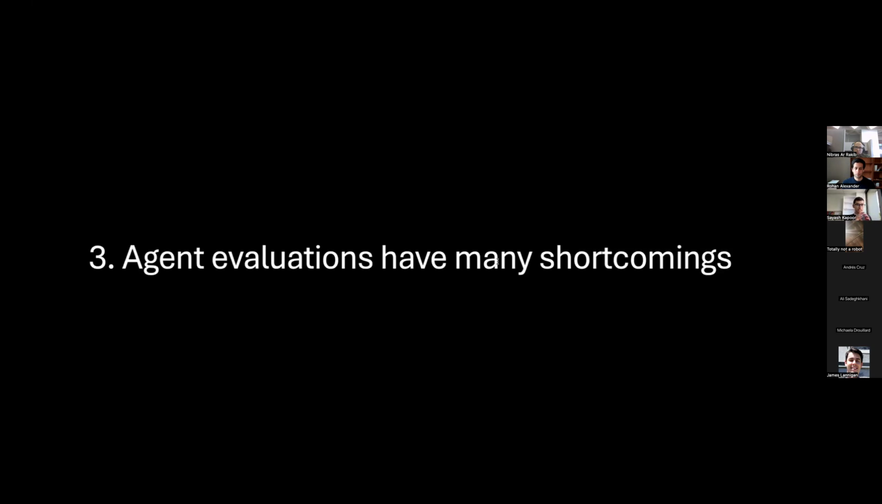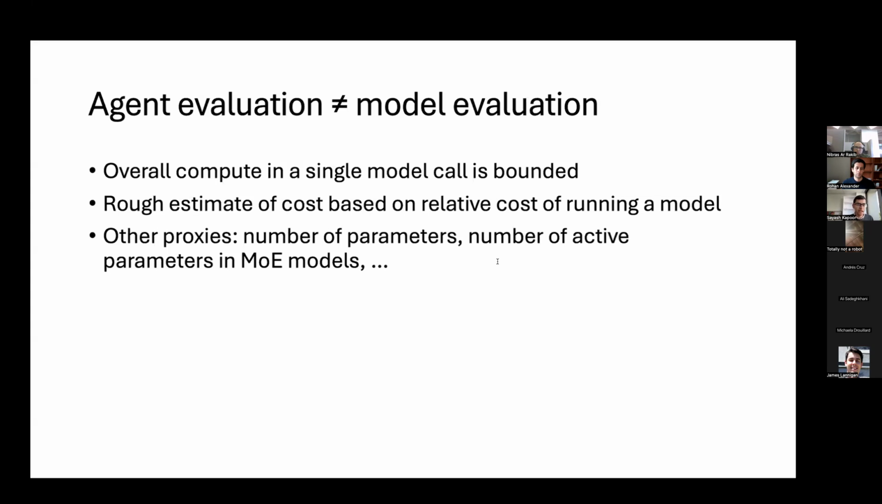Okay, so this was the second part of my talk. The third part focuses on shortcomings in agent evaluations. Even if we set aside the fact that overall compute is unbounded for AI agents, there are many other factors that we've seen go wrong when it comes to AI agent evaluations compared to model evaluations.